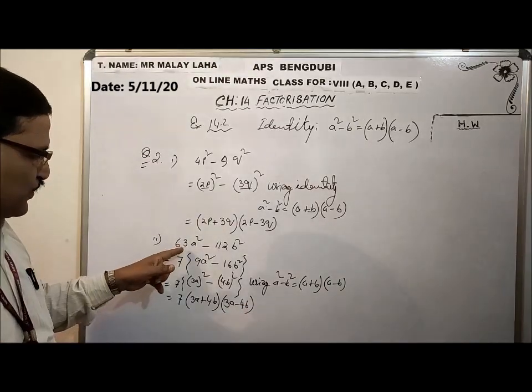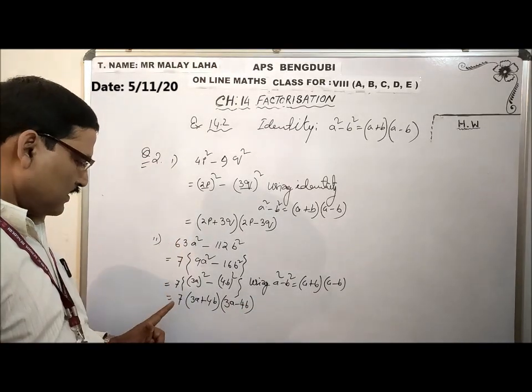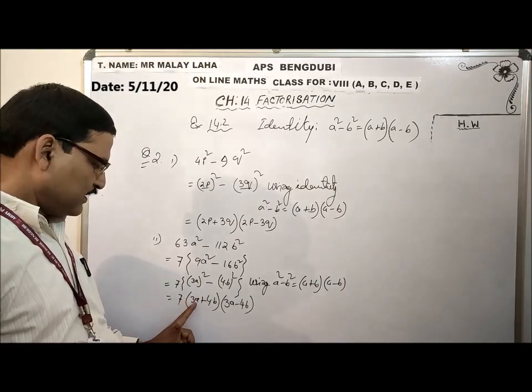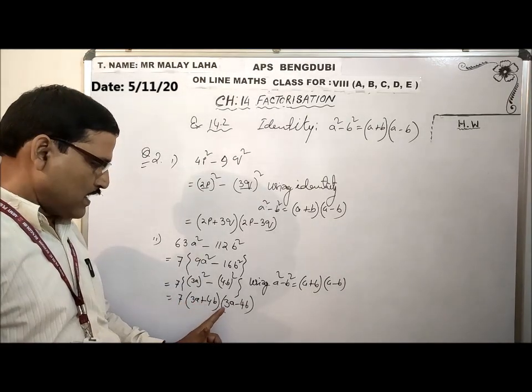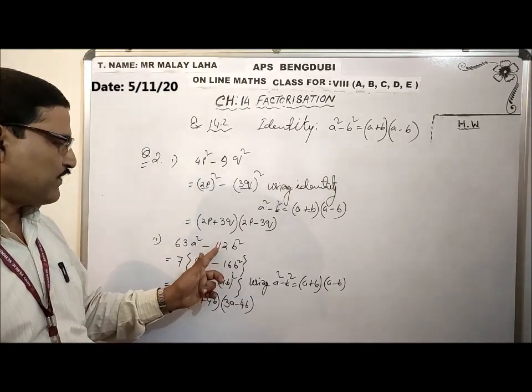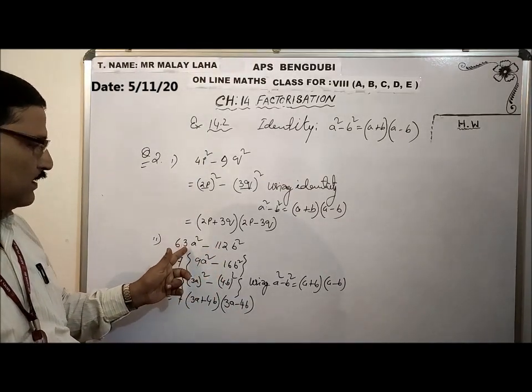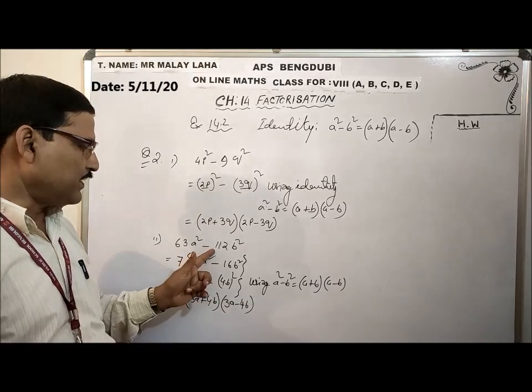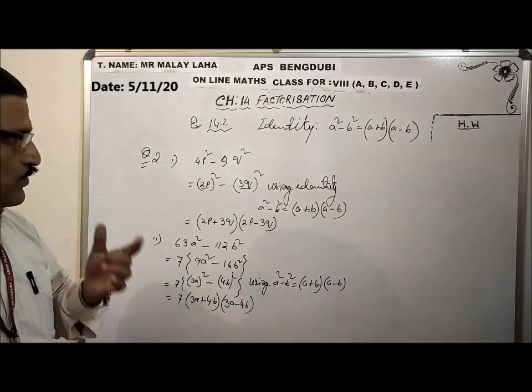So in this expression I have got 3 factors. 7 is one factor, 3a plus 4b is one factor, and 3a minus 4b is another factor. Okay, so this is the factorization of this expression 63a square minus 112b square.